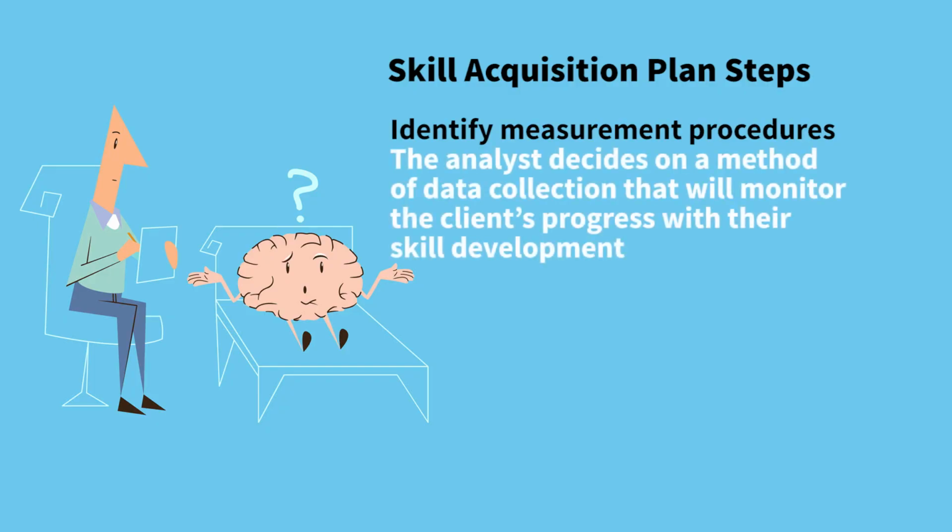Here, the analyst decides on a method of data collection that will monitor the client's progress with their skill development. Frequency of correct response is typically used to track acquisition behaviors. They also lay out criteria for mastery of a skill. In a hypothetical example of these measurement procedures, a particular behavior is considered mastered if the client produces 80% correct responses over 2 therapy sessions for that target.